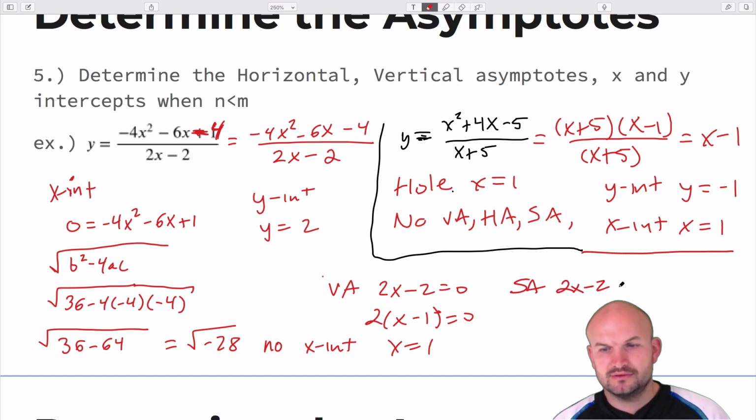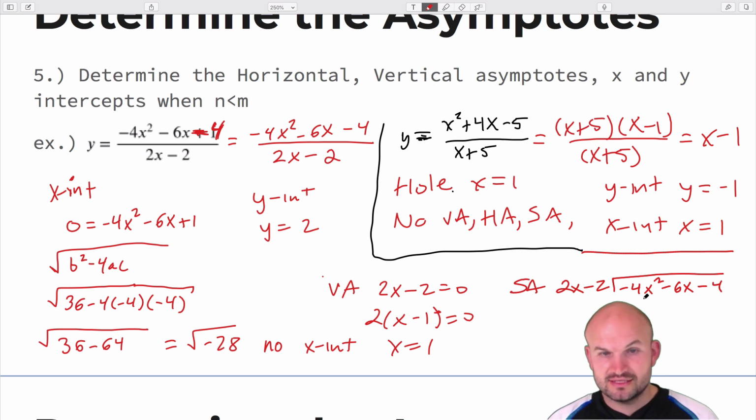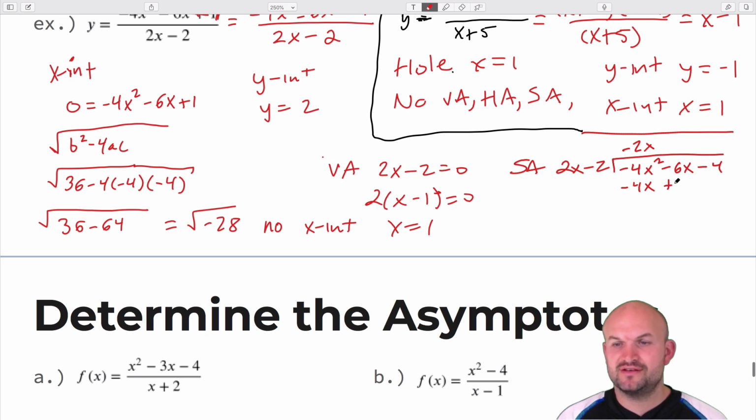So -4x squared minus 6x minus 4. I guess I'm changing this problem. All right, so 2x divides into a negative 4x squared. 2x divides into negative 4x squared, negative 2x times. Negative 2x times 2x is a negative 4x squared. Negative 2x times negative 2 is going to be a positive 4x.